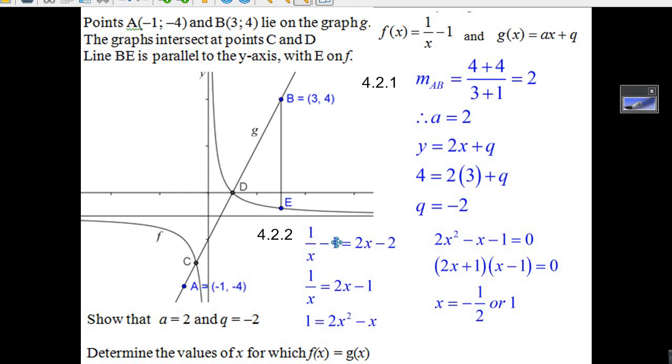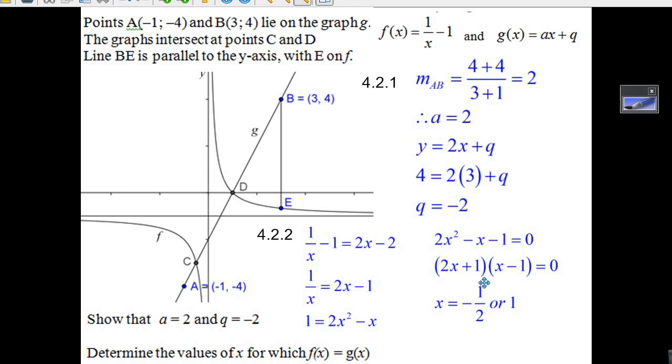Now I go 1 over x equals 2x, I add 1 to -2, and I get -1. Now I multiply everything by x. I'd get 2x squared. x times -1 is -x, but when you multiply 1 over x by x, the x's cancel and you get 1. That's how you get rid of any fractions. Multiply by the denominator. Okay, so we move that 1 over there, and we put it in standard form. 2x squared minus x minus 1 equals 0.